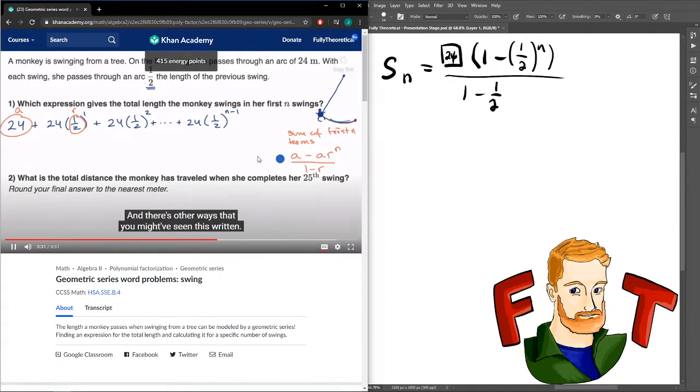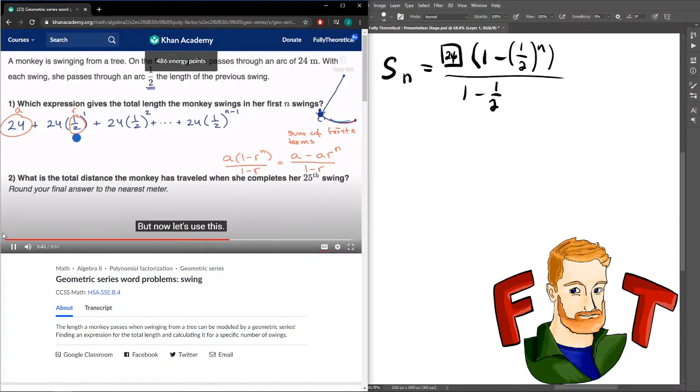And there's other ways that you might have seen this written. You could factor a out, so a minus ar to the n. So this equation right here is the distributed version of this. So yeah, it's the exact same thing. You might have seen something like this, a times 1 minus r to the n, all of that over 1 minus r. These two are equivalent.